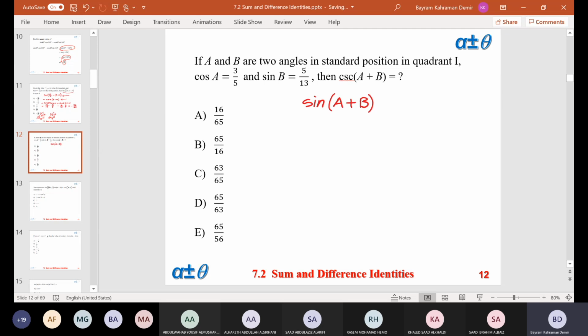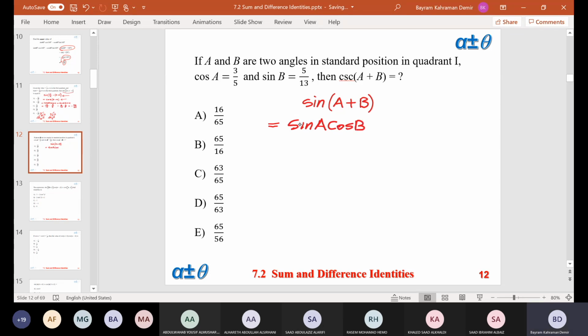That is much easier because all of them are positive, right? So first calculate sine of A plus B and then just flip it over. So you will find the cosecant, Shabab. Do you think you can do it? Maybe let me write the formula for you. Sine A cosine B, Shabab?